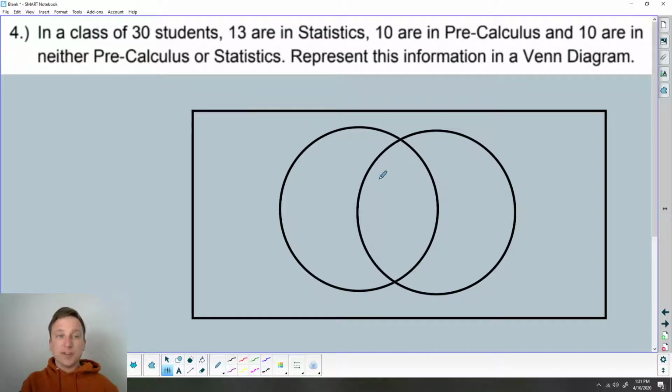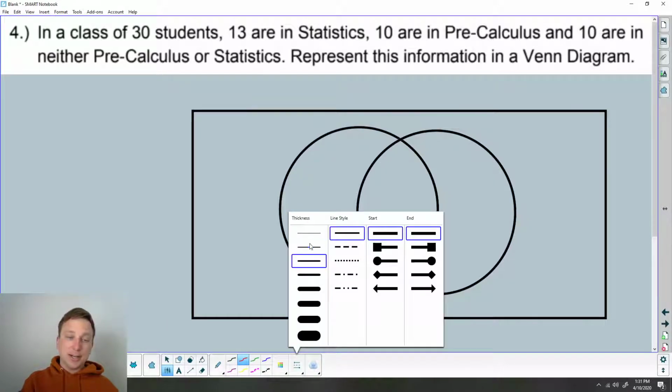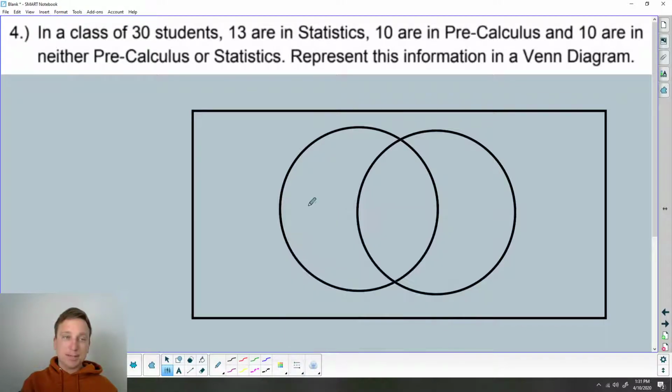Moving to the last problem of this week. This is the one where it's going to be a little trickier. There are a lot of ways of thinking about this, but if you work through it and think about what you're doing, actually it makes sense. So let's get right to it here. We have a class of 30 students again. 13 are in statistics, 10 are in pre-calculus, P for pre-calculus, and 10 also are in neither pre-calculus nor statistics.